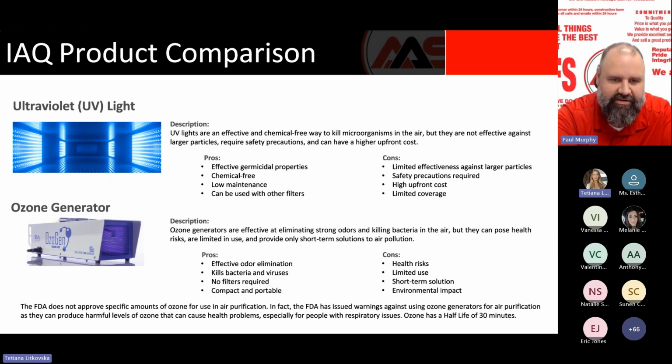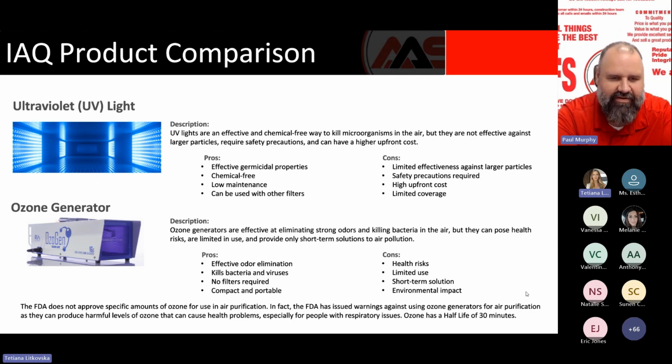Next one is ozone generators. We don't use these very often, because ozone can be damaging to your lungs and can cause health risks. So we don't use this in occupied buildings. When COVID first happened, we were using it a lot to clean spaces that weren't occupied. So that's what it's good for.